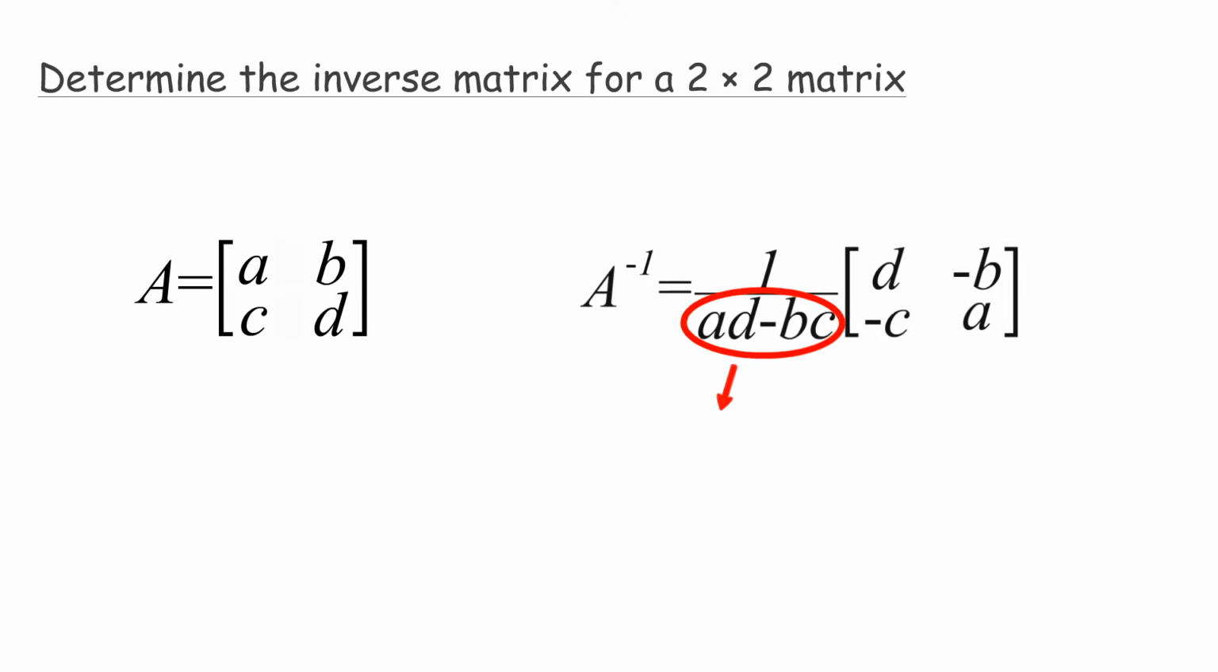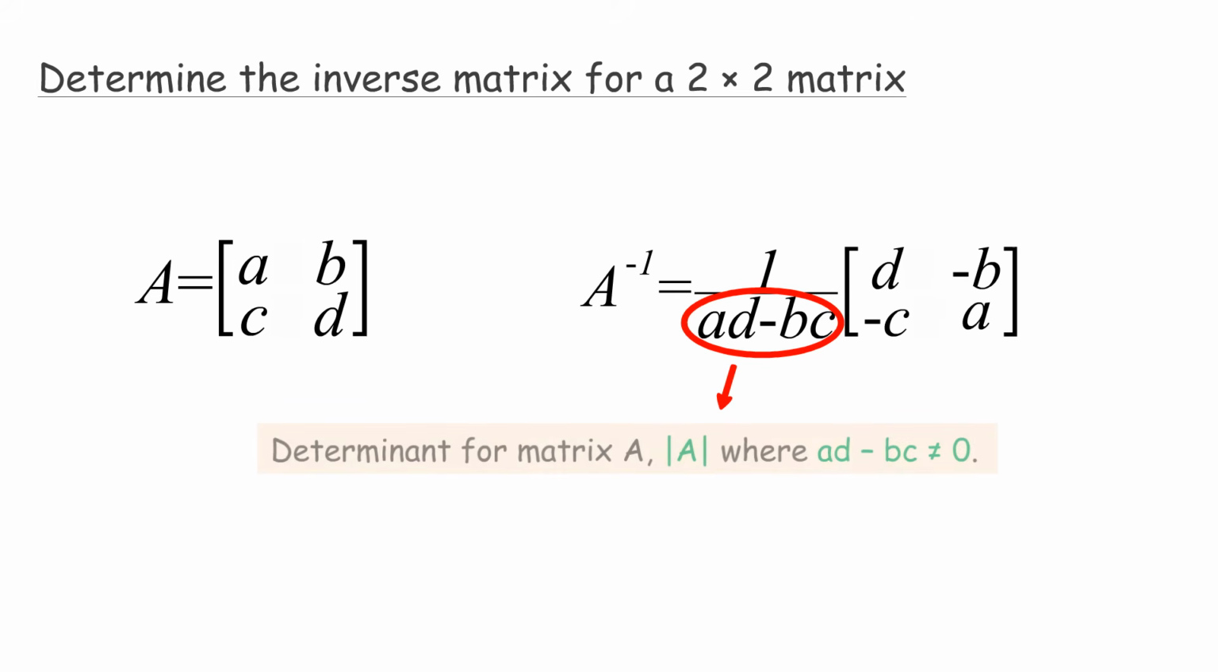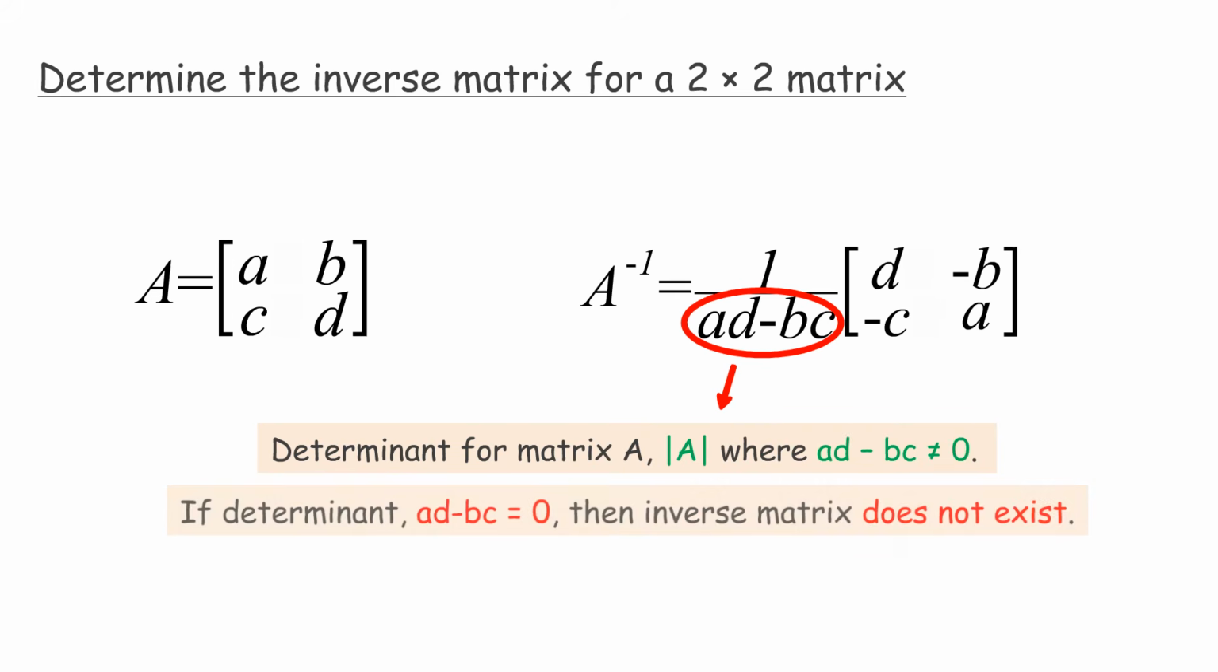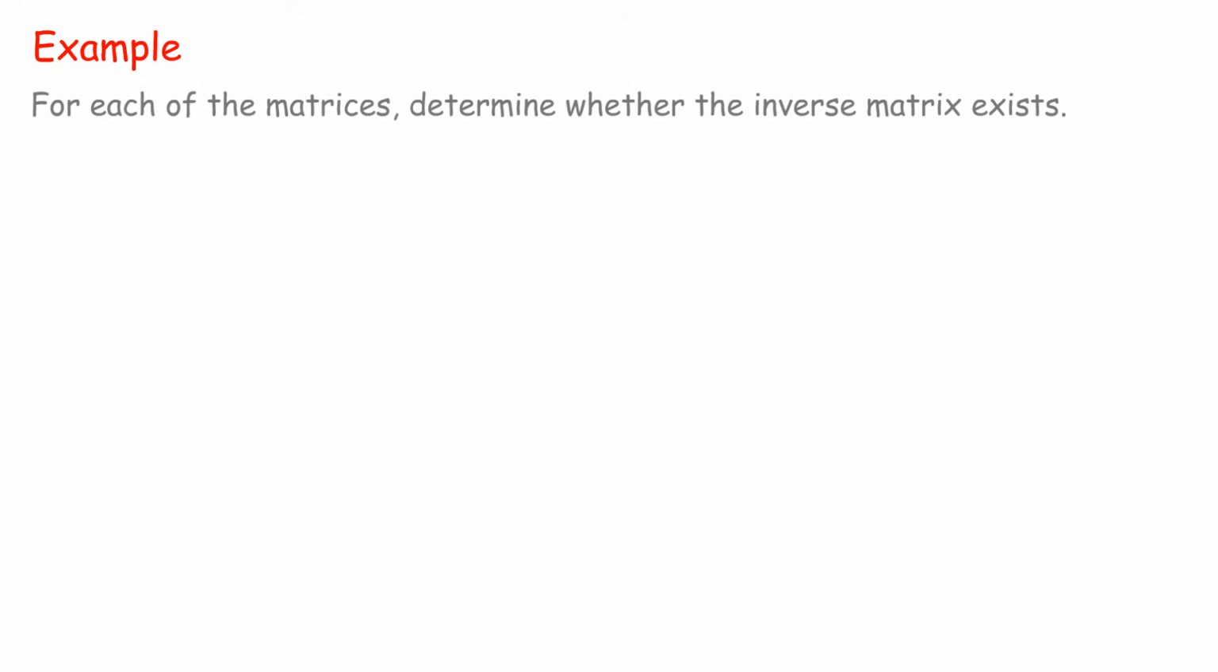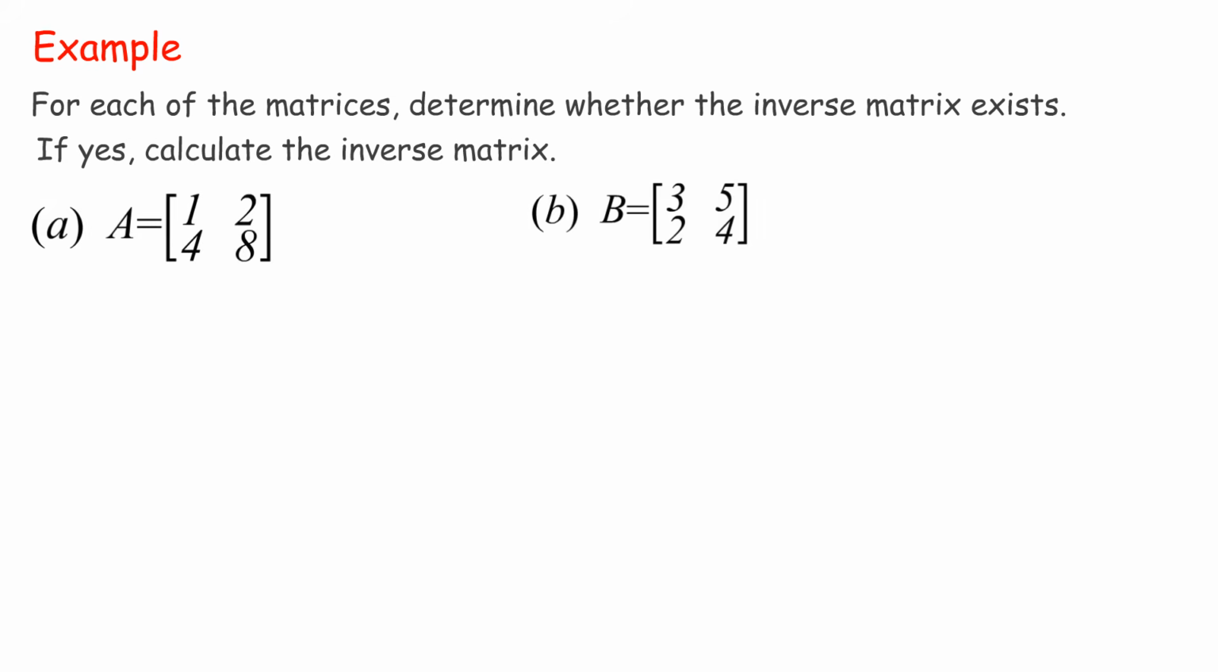Determine the inverse matrix for a 2 by 2 matrix. The determinant for matrix A is AD minus BC, where AD minus BC does not equal 0. If the determinant AD minus BC equals 0, then the inverse matrix does not exist. Example: for each of the matrices, determine whether the inverse matrix exists. If yes, calculate the inverse matrix.